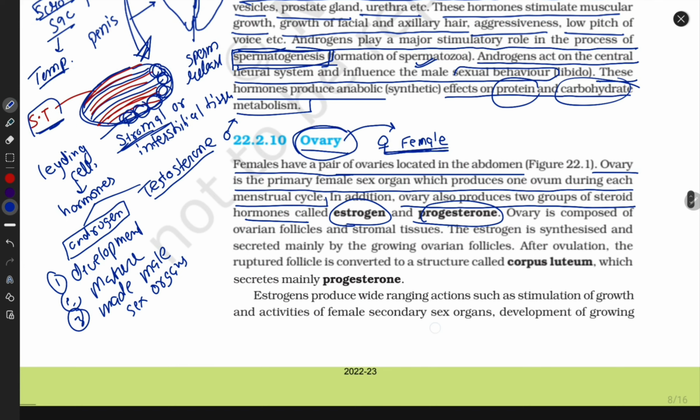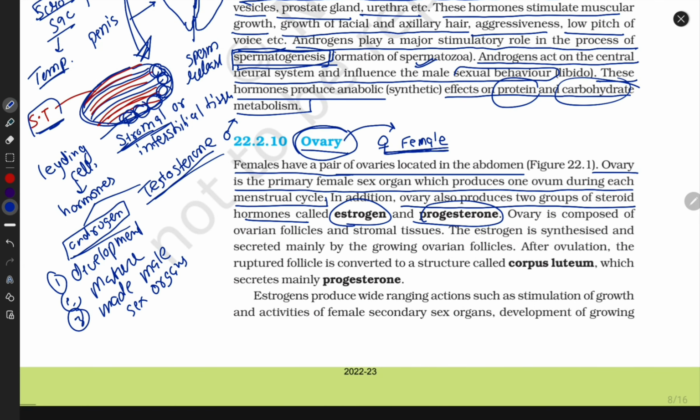Here Leydig cells release two hormones, androgen and testosterone. Here the ovary releases estrogen, not androgen, estrogen and progesterone. Here testosterone. Ovary is composed of ovarian follicles. The testis is composed of seminiferous tubules and Leydig cells, also called interstitial tissue. Ovary is composed of ovarian follicles and stromal tissue. Stromal tissue is found in the ovary as well as in the testes.